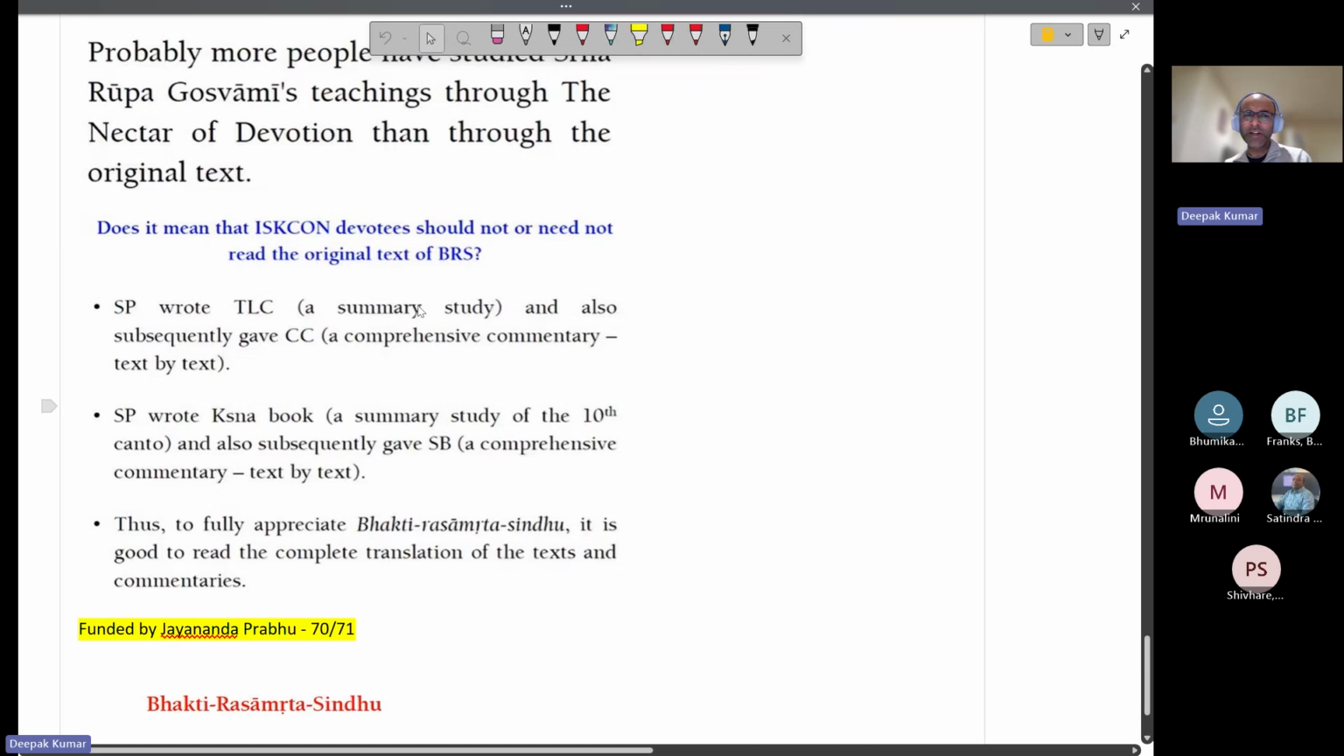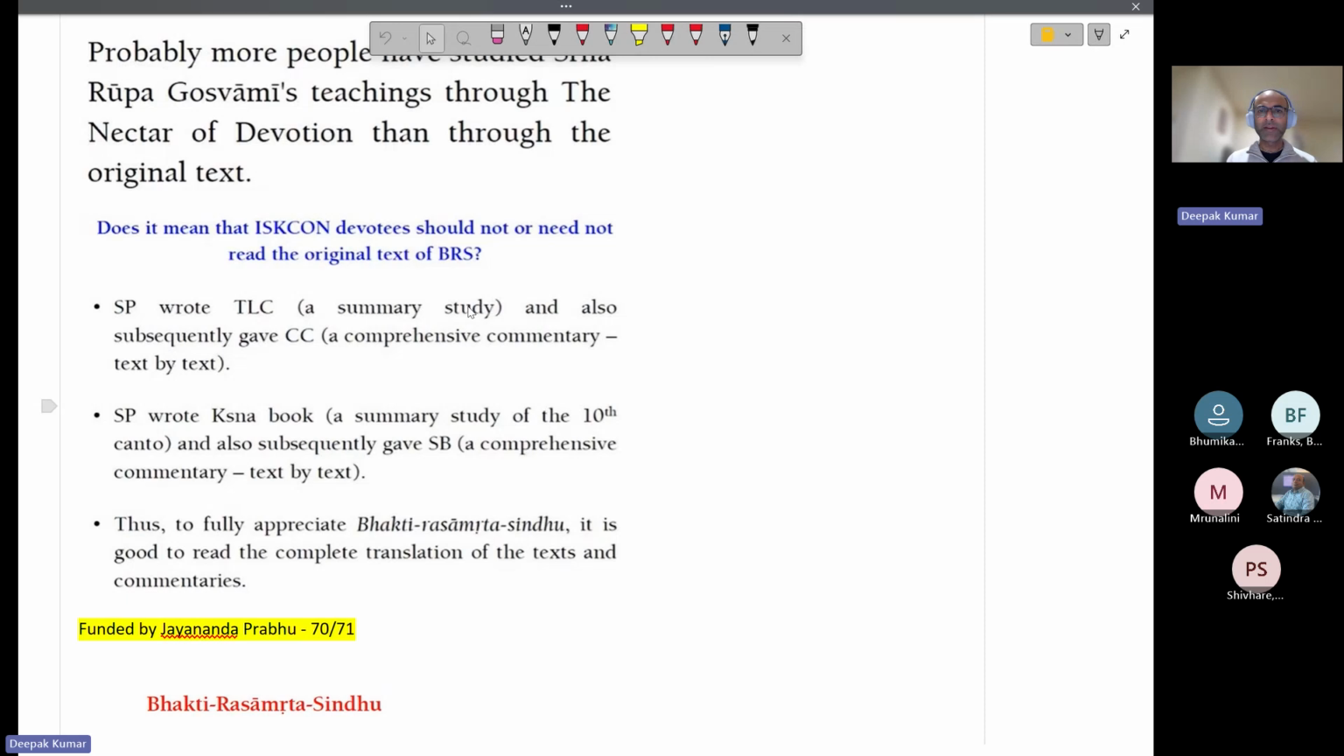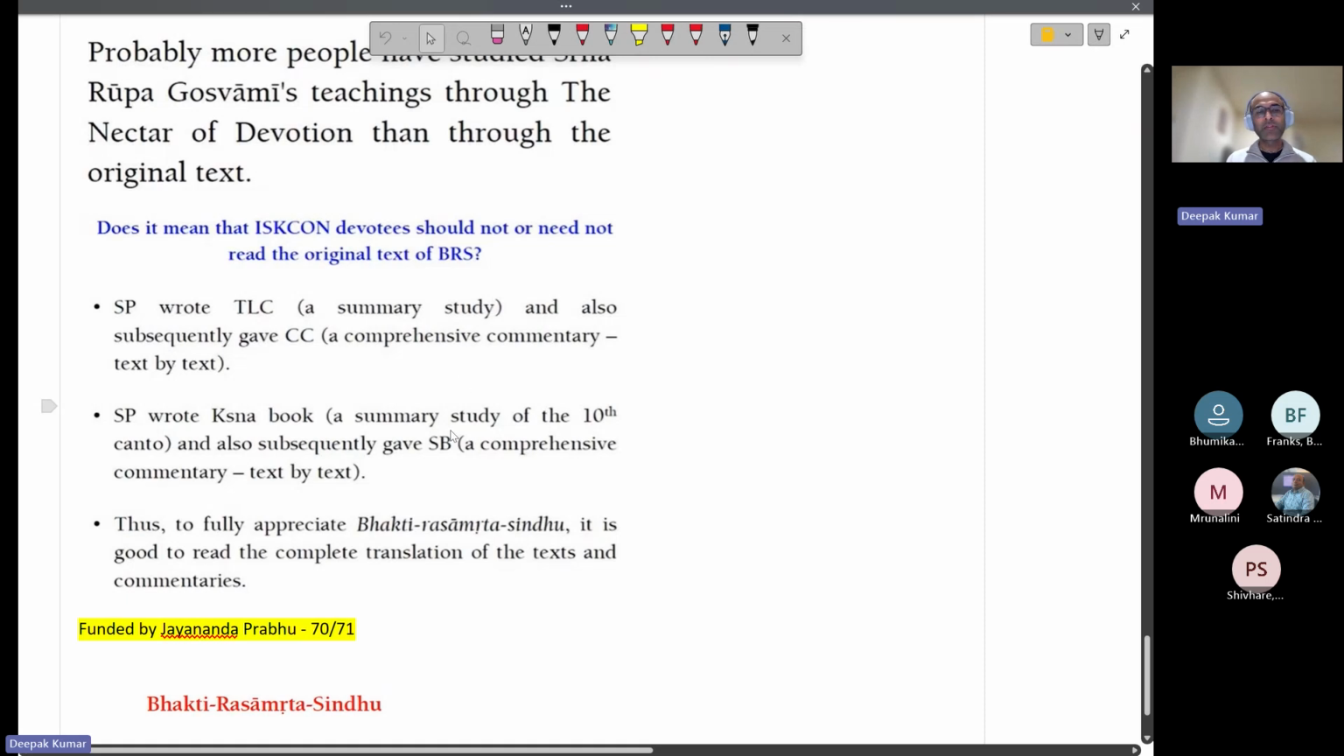So does it mean that ISKCON devotees need not read the original text of Bhakti-Rasamrita-Sindhu? That's the question that may come, right? You see how Prabhupada first wrote a simple book, then he elaborated on Chaitanya Charitamrita. Similarly, I was talking about the Krishna book, and then he gave the Srimad Bhagavatam, right? It's because he wanted to cover.